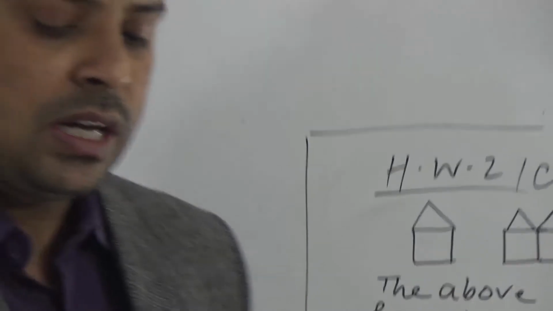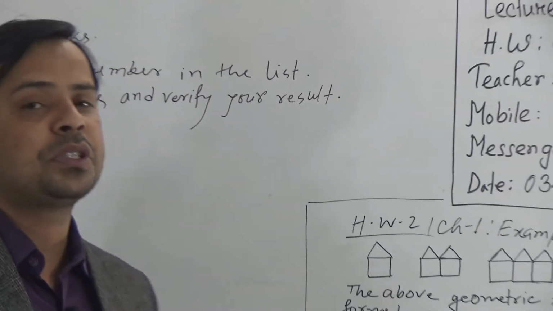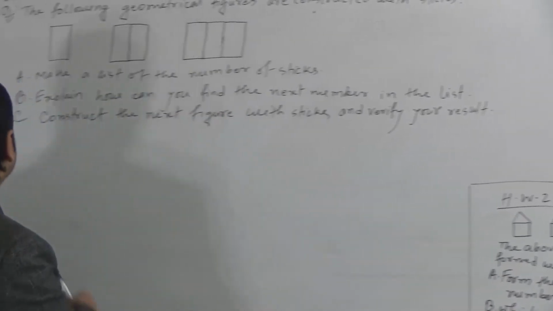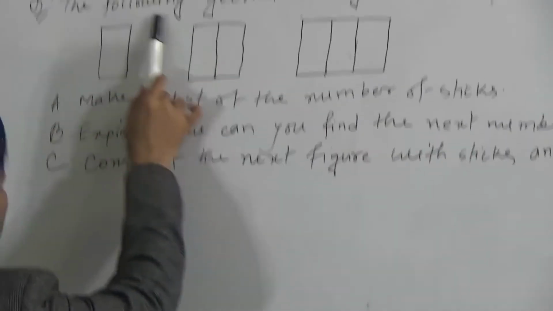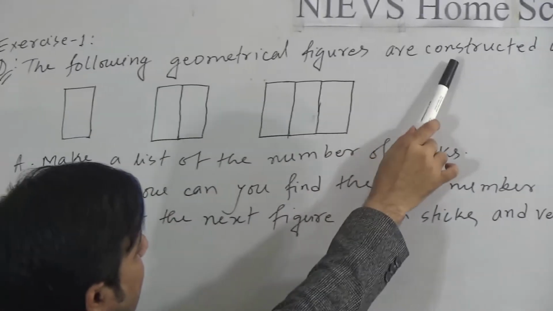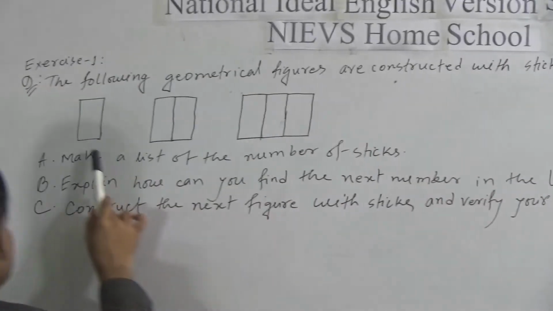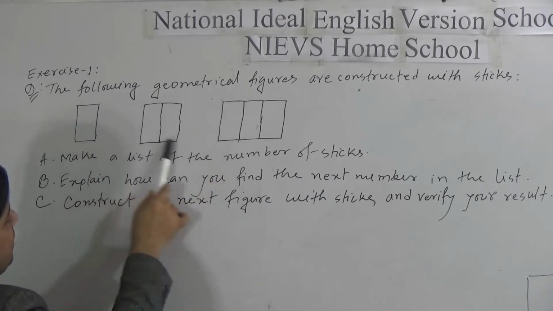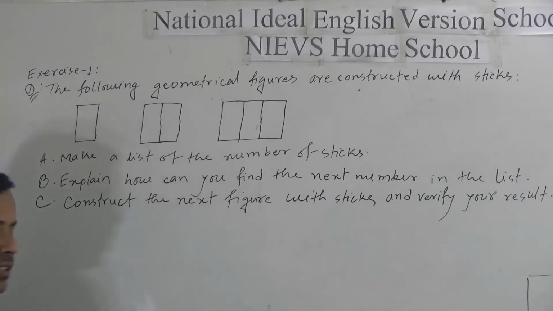Okay, now I will show you the solution of question 9 of exercise 1. Okay, dear students, let us see the question at first. Question 9. The following geometrical figures are constructed with sticks. These are three figures here, 1, 2, 3. These figures are constructed with some sticks.